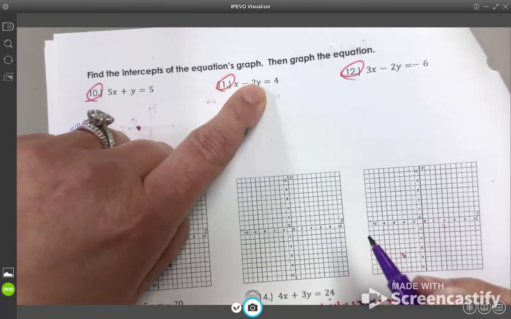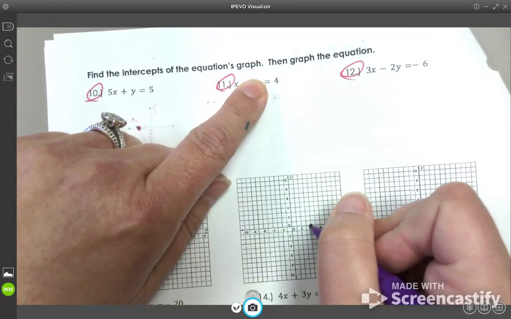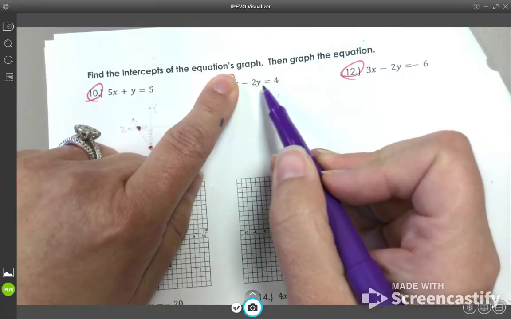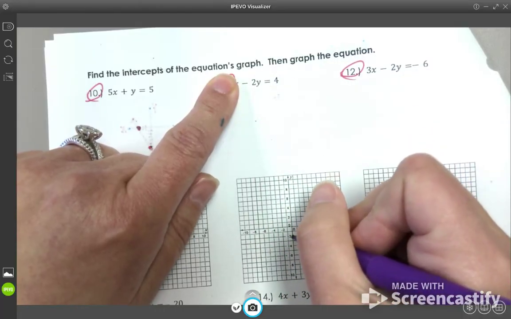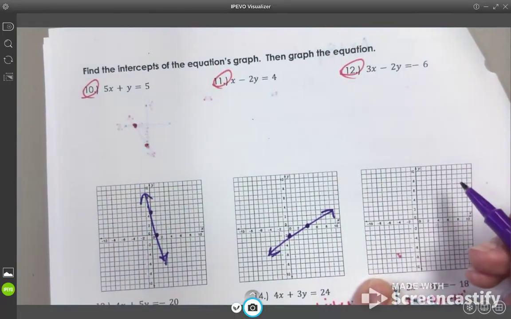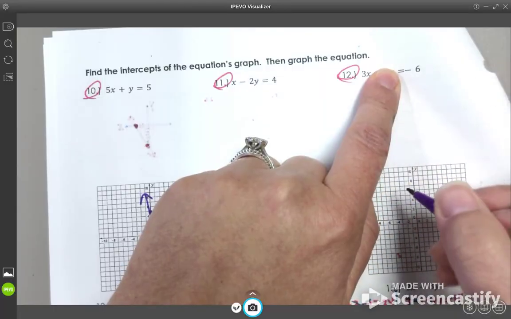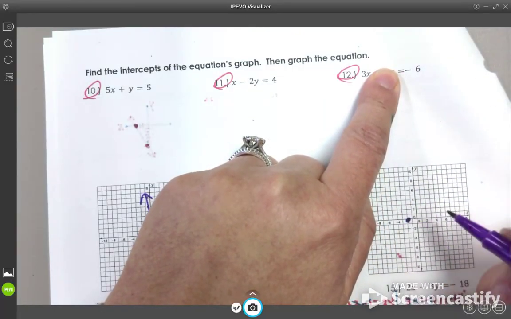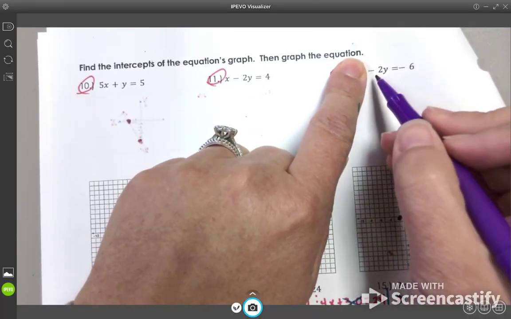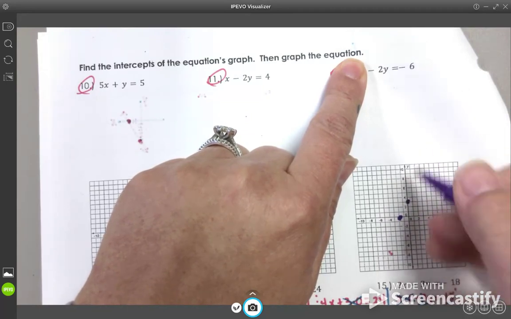Number 11, if I plug in 0 for y, that would cancel out. Therefore, my x-intercept is 4. If I plug in 0 for x and I divide to get y by itself, my y-intercept would be -2. So there's the quick sketch of that line. And then number 12, if I plug in 0 for y and I divide by 3, my x-intercept would be -2. And if I plug in 0 for x, that cancels out. Divide by -2 would be a y-intercept of +3.